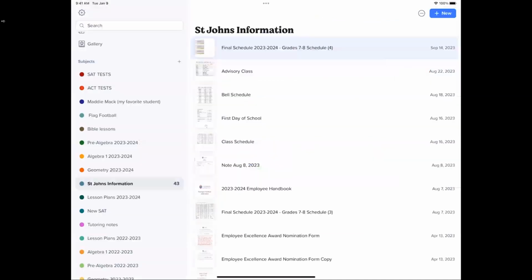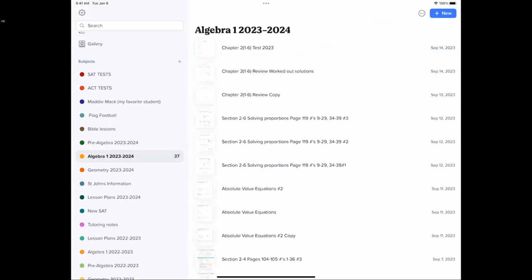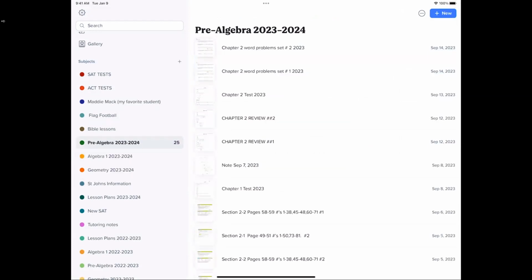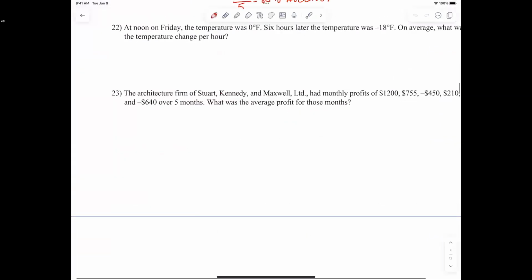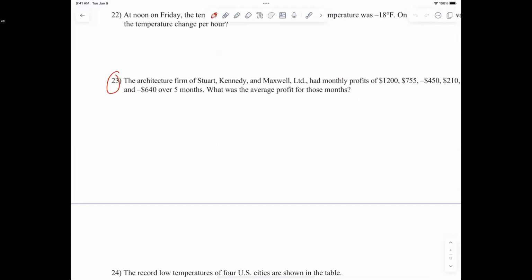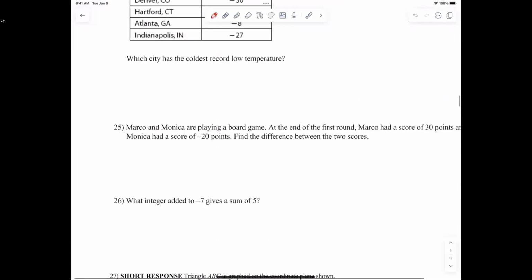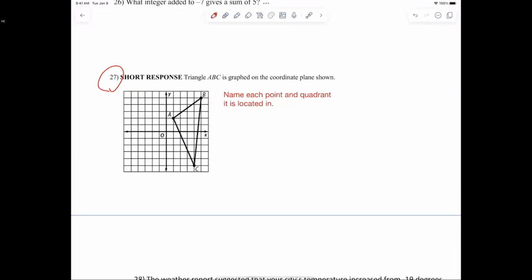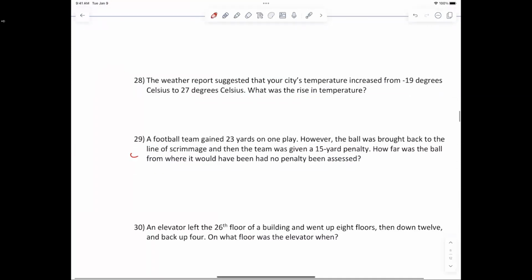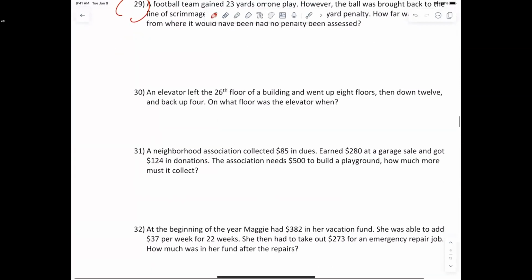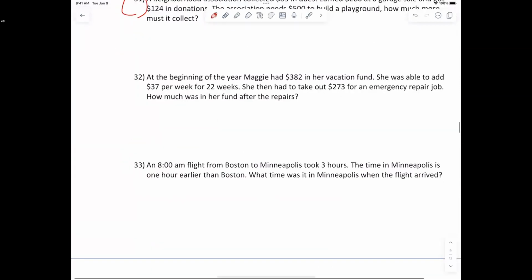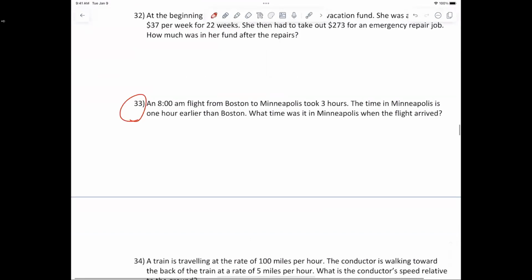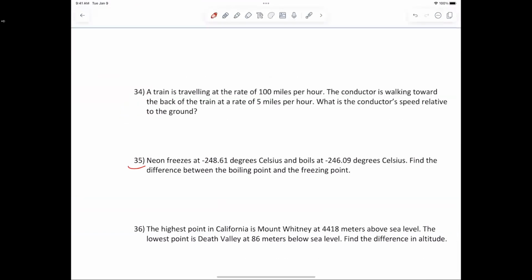All right, so here's your homework. Again, listen, draw them out if you need to. I want everybody to circle 23, 25, 27, 29, 31, 33, and 35. It's all the way up to 35.